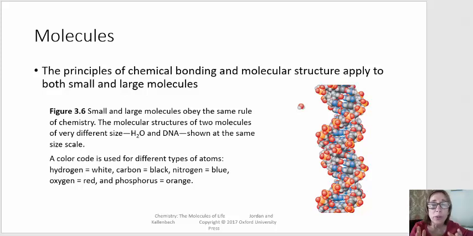When we look at molecules, there is an incredible range of size, from the teeny tiny water molecule that is one oxygen and two hydrogen atoms to DNA, which is just really, really large. And here's a graphic of a section of DNA compared to water. You can see how much more massive DNA is. Regardless of the size of the molecule, covalent bonding follows the same principles.